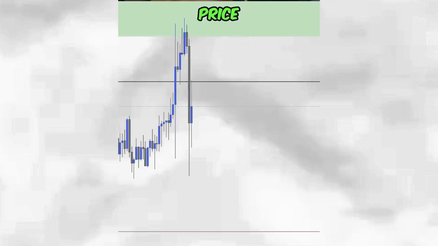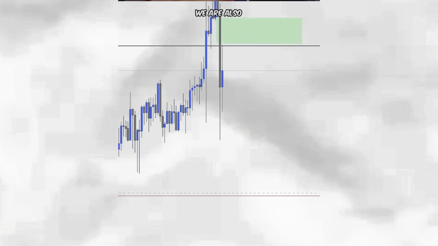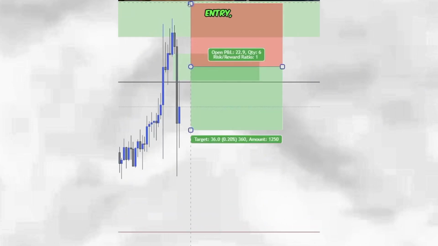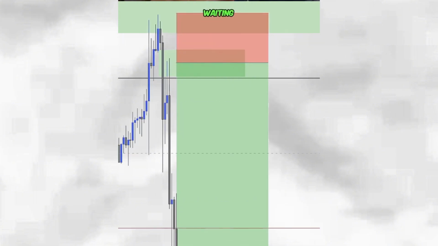As you can see, price has left a really nice area of imbalance. We are inside the New York session. We have broken lower from my area of interest. We are also above the opening price, meaning sells are fully valid. So all I have to do now is set my entry, targeting liquidity below and waiting for price to play out.